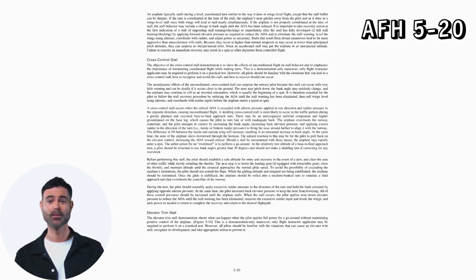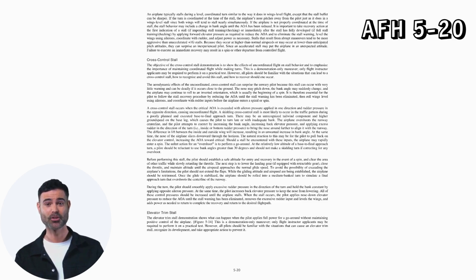During the turn, the pilot should smoothly apply excessive rudder pressure in the direction of the turn and hold the bank constant by applying opposite aileron pressure. At the same time, the pilot increases back elevator pressure to keep the nose from lowering. All of these control pressures should be increased until the airplane stalls.